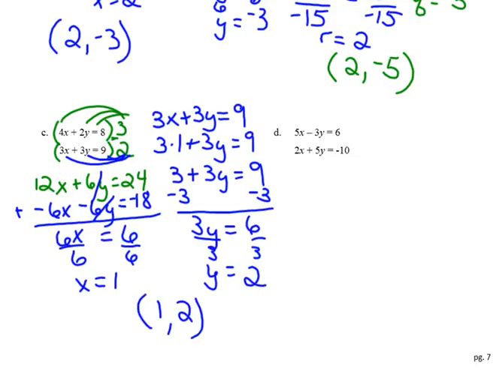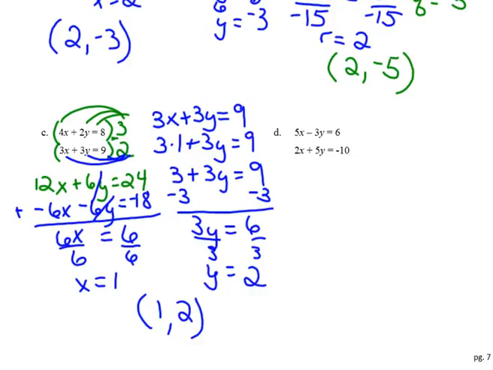All right. Do I want to do the next one? All right, we'll do the next one. So when I look at letter D, again, I have a 5 and a 2, a 3 and a 5 are my coefficients. Because the y's already have opposite signs, I'm going to pick to eliminate the y, because then I don't have to worry about multiplying by a negative because one of them's already negative.